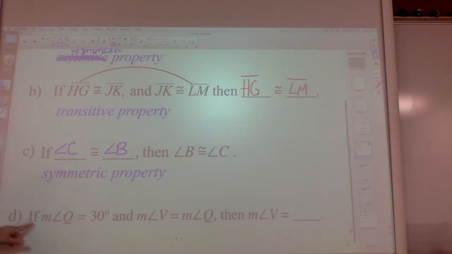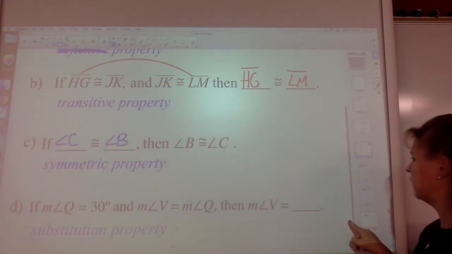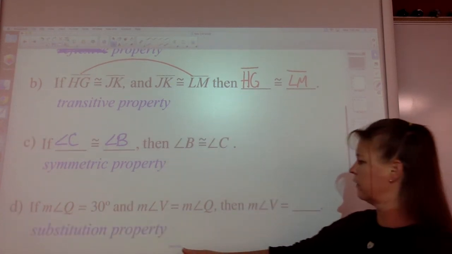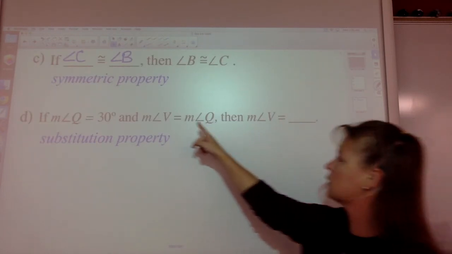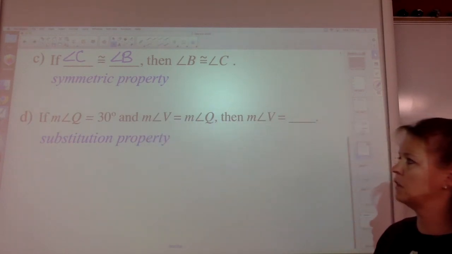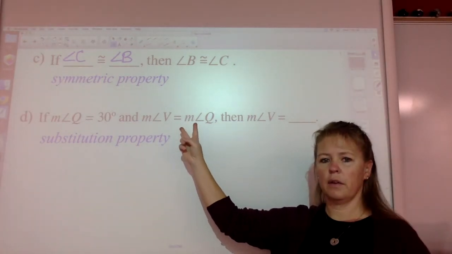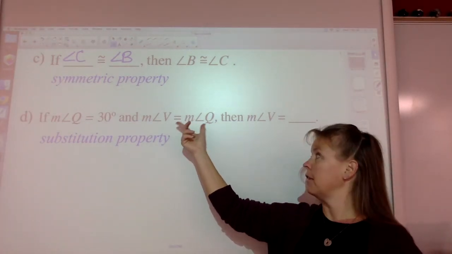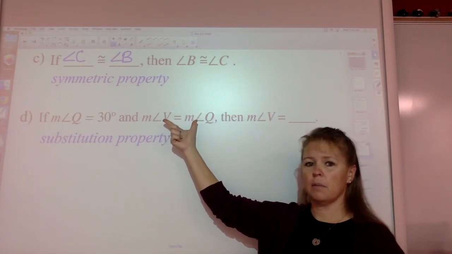How about this one? If the measure of angle Q equals 30 degrees, and the measure of angle V equals the measure of angle Q, then the measure of angle V. Notice they're using equal signs every time because we're talking about the measure of the angles. They want you to use the substitution property. We have two equal angles. They're the same. They're equivalent. They're the same size. They're the same shape. They are exactly the same.